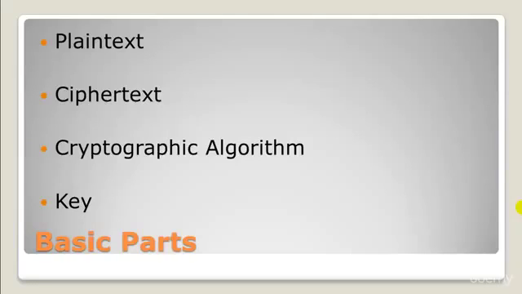After that, we have the final part, that is the key. It is a mathematical value, formula, or process that determines how a plain text message is encrypted or decrypted. The key is the only way to decipher the scrambled information. And yeah, these are the four parts of cryptography and how it looks.